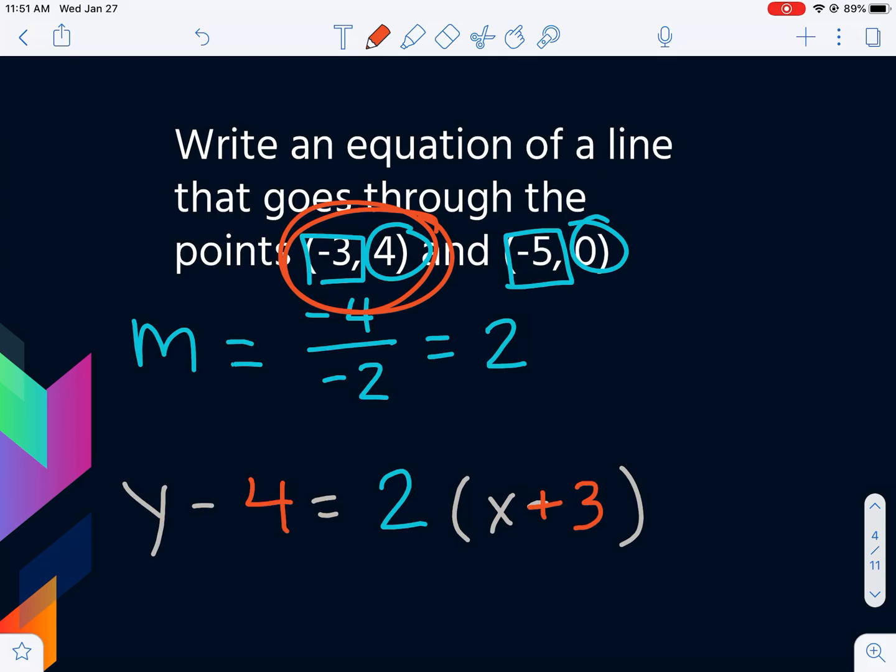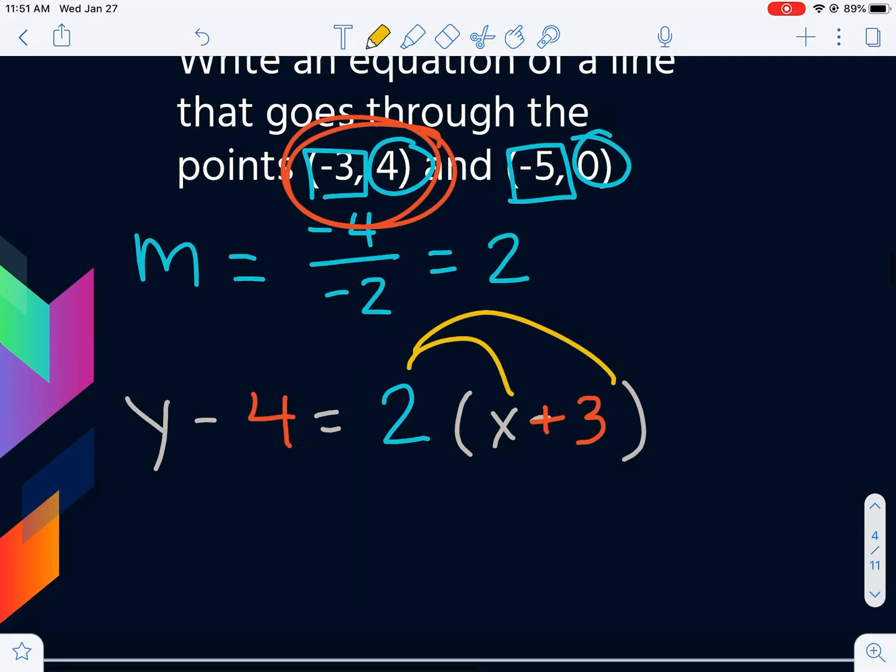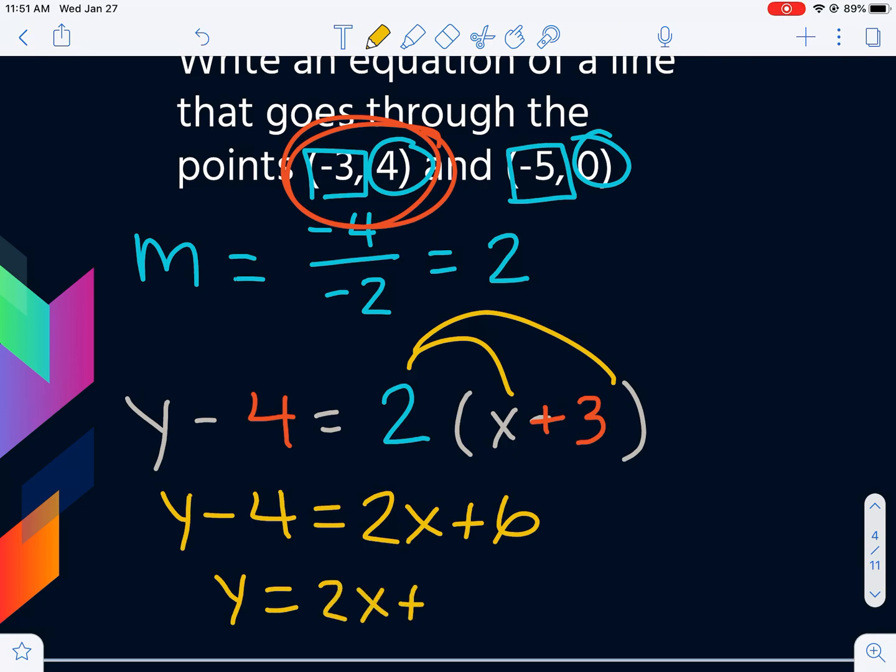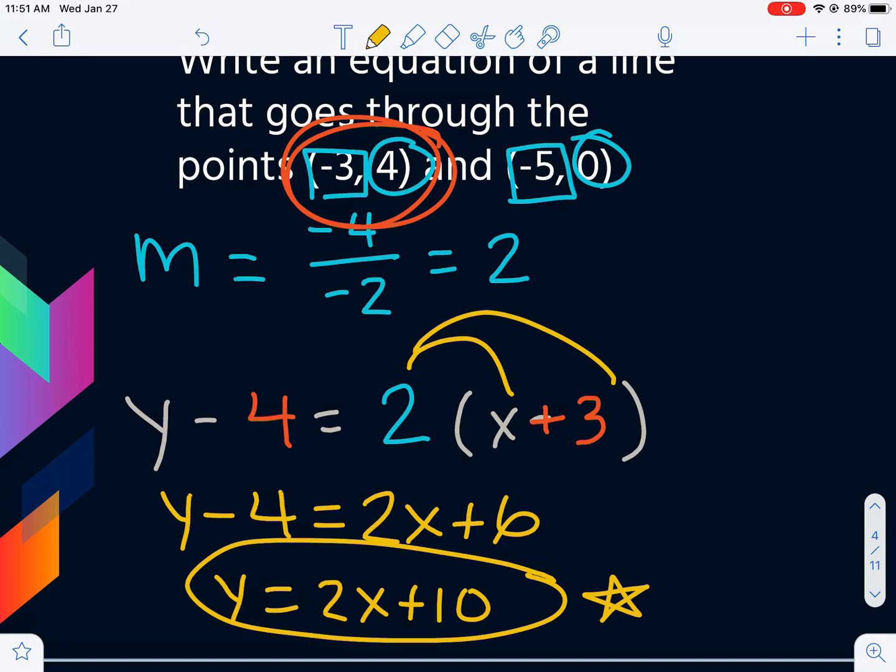Now if it says it has to be in slope-intercept form, then I would need to go ahead and distribute my 2 and add the 4. So here I've got one equation in slope-intercept form, and I've got another in point-slope form. If it doesn't specify which one to write it as, I can choose either.